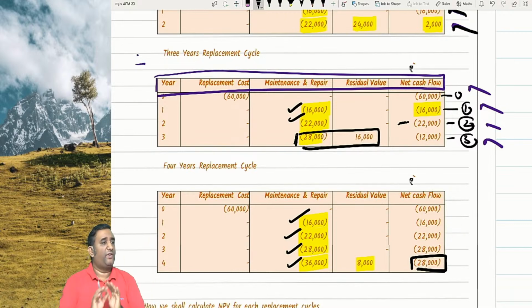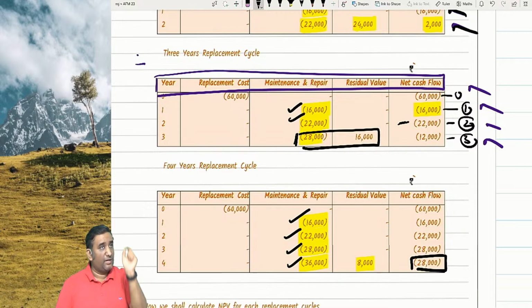Even if it was accountancy, it was no time value of money, I could have calculated simple averages. When you divide equated annual cost, you are actually calculating average only. Tell me what happens when I say 4-year data, 1, 2, 3, 4. Tell me the accounting average. You divide by what? 4.